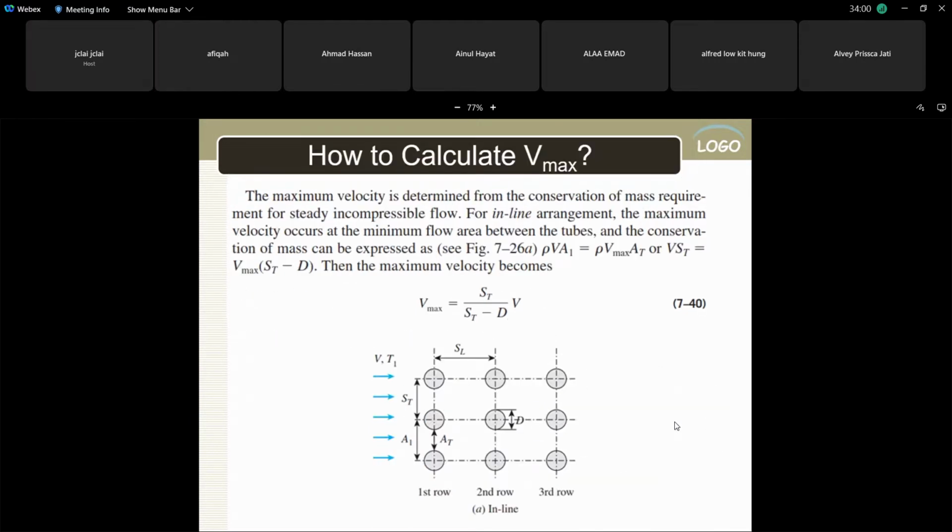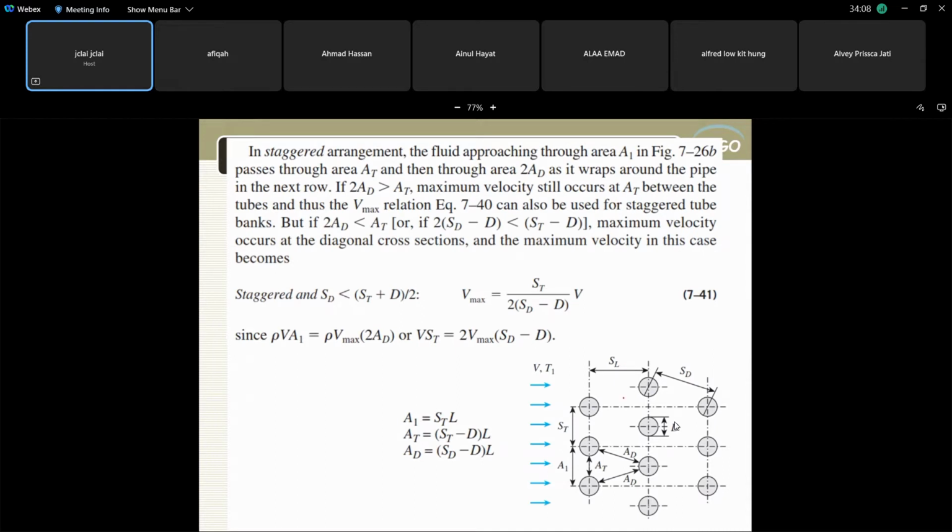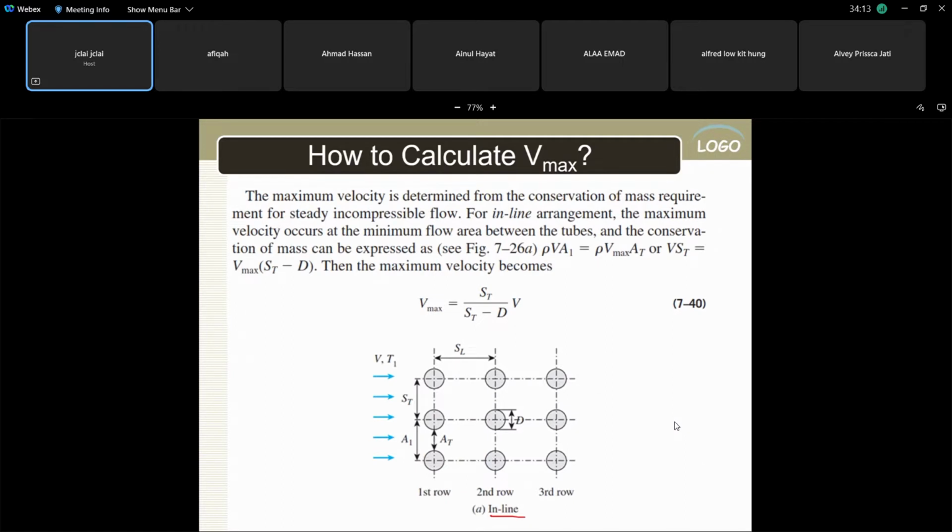There are two situations. One is when the tube arrangement is in line. Another situation is when the tube arrangement is staggered, right? Okay, let me explain to you why it happened, because I don't want you to just memorize. I want you to at least have some understanding, so that you don't just depend on your memory, but when you understand, you know the logic, and then you know what to use.